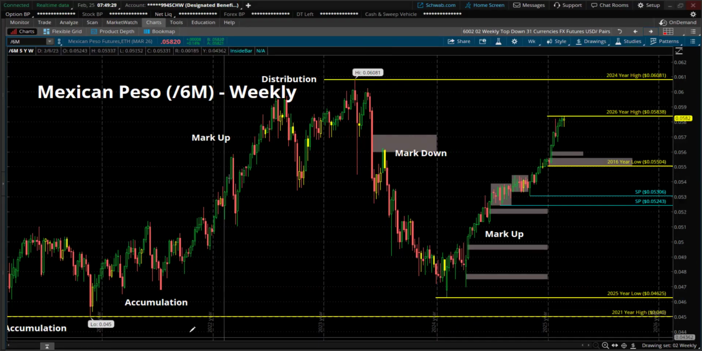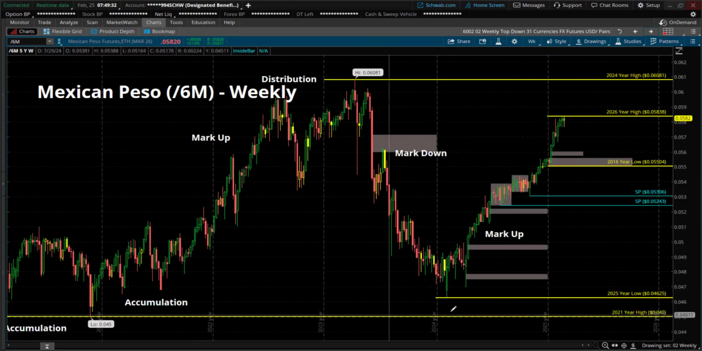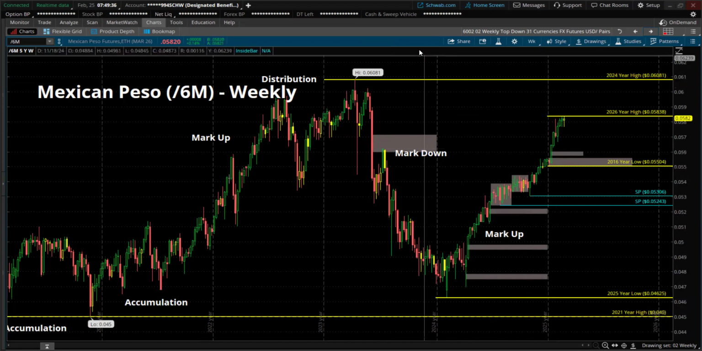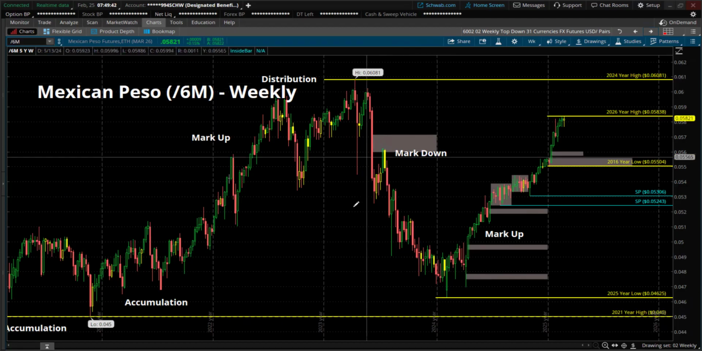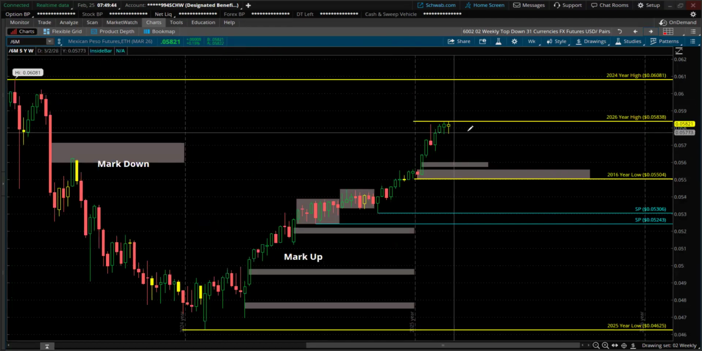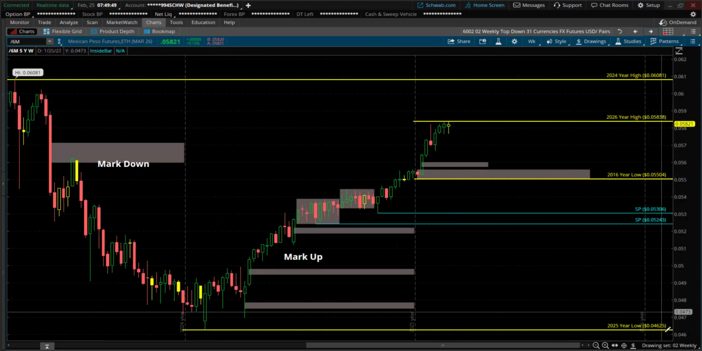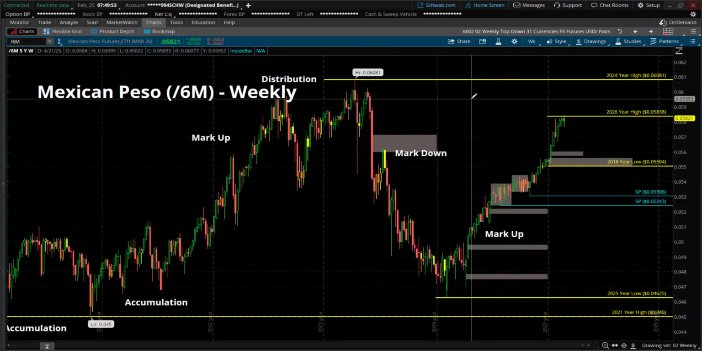Mexican peso, the low in 2021, the low of 2025. The Mexican peso is gaining strength against the US dollar. We pay more for imports. Here's the high in 2024. Currently, inside candle for the week. Last week made a new high for the year against the Mexican peso. Opportunities to invest in currencies.